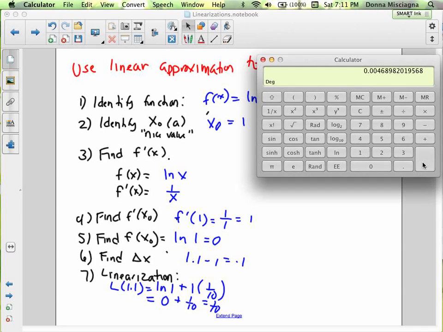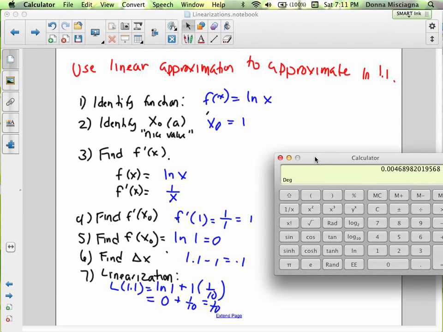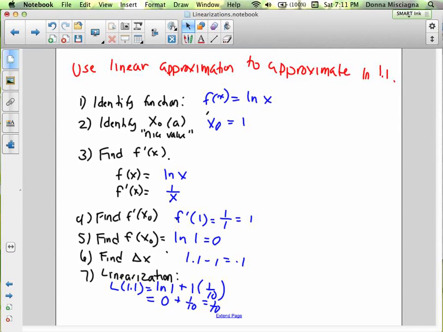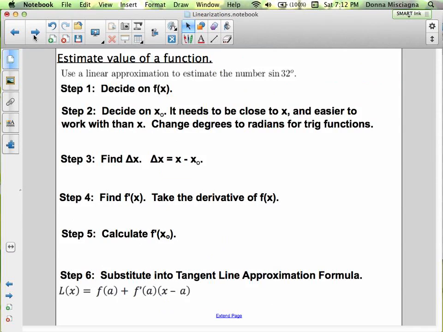And you might think, why didn't people just use a calculator? Well, this has more uses than just being able to calculate values, first of all. And second of all, there was no calculator. So here they could do really complex calculations, and it wasn't very difficult. It's as easy as finding a derivative and finding a nice value, and using the linear approximation method.